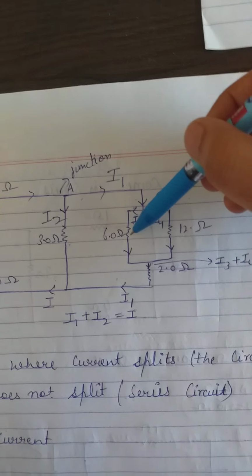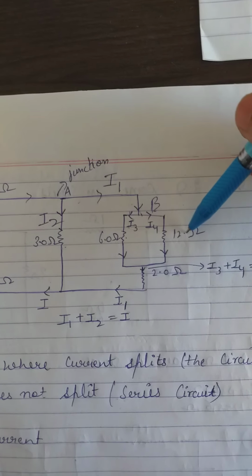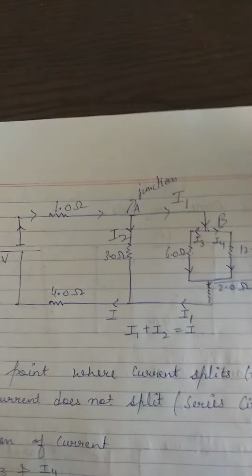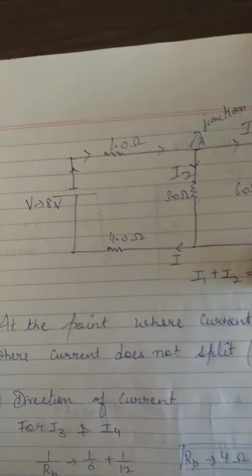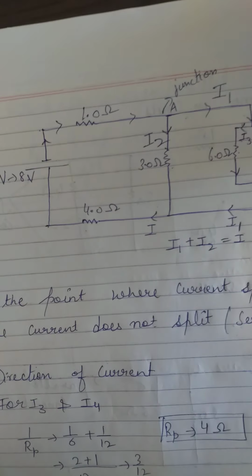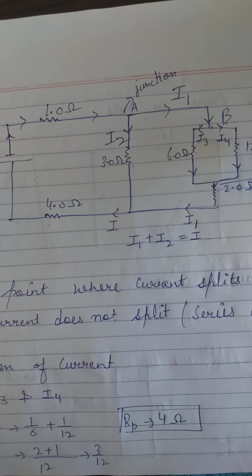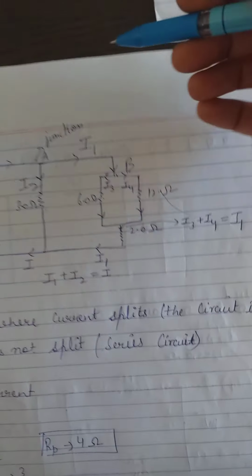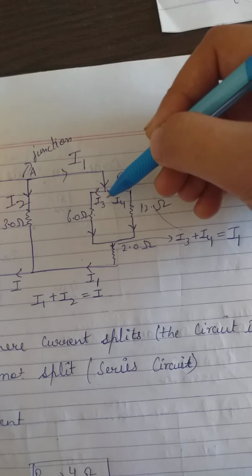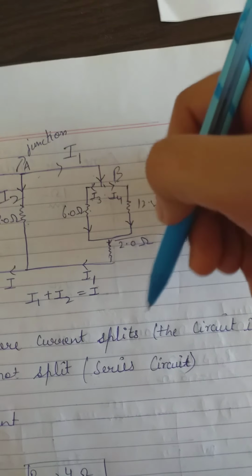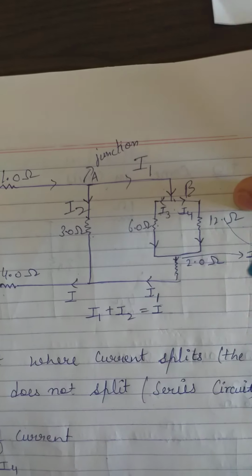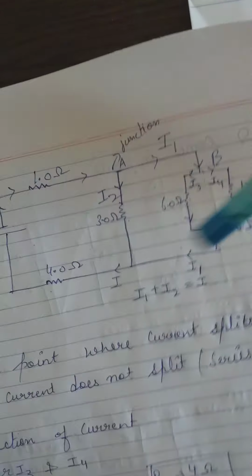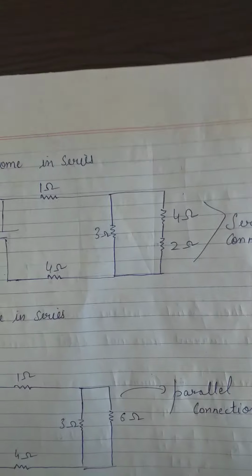Okay, see this diagram. In this case 6 ohm and 12 ohm are in parallel. So apply the parallel formula here. 1 upon Rp is equal to 1 upon 6 plus 1 upon 12, which comes out to be 4 ohm. Now there is a 4 ohm, and 4 ohm and 2 ohm again come out to be in series.